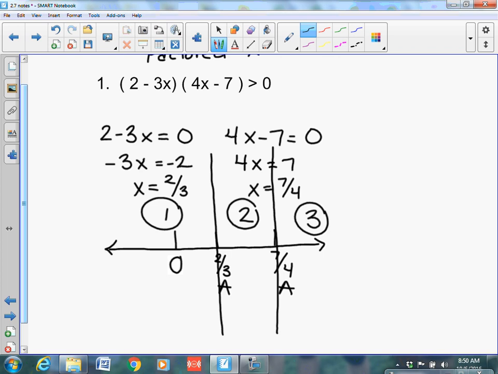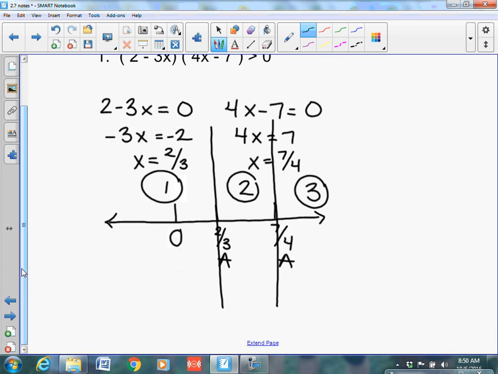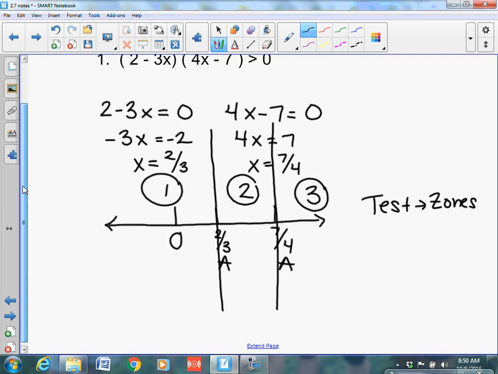Like I said, the bigger the problem, the bigger the zones, the longer it's going to take you to do the problem. After you make these huge vertical lines, you need to test the zones that you just made. You have to put them back into the original problem. My first zone, I like picking the easiest number, and my first zone has the 0 in there, correct? So I'm going to test 0 back in the original problem.